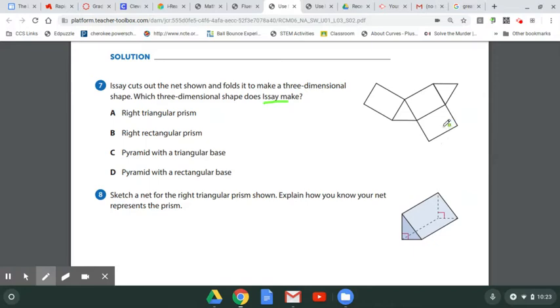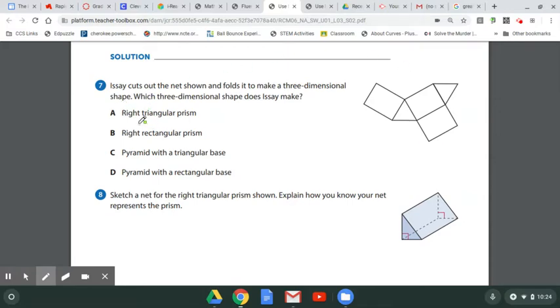Now the name of the figure is going to be based on the base. So what is the base of this figure? Which are going to be parallel? Right, these triangles. So it's going to be a triangular prism. What kind of triangle is this? Well, in this one, all the angles are equal and all the sides are equal. So this is an equilateral triangle. So this is an equilateral triangular prism.